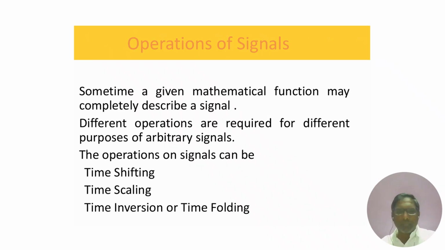Next, I already said a signal is nothing but something that contains some information. What kind of information? Analog information, digital information. So here, the operation of a signal: sometimes a given mathematical function may completely describe a signal. Different operations are required for different purposes on an arbitrary signal. So here the signal operations can be classified as time shifting, time scaling, time folding or time inversion.